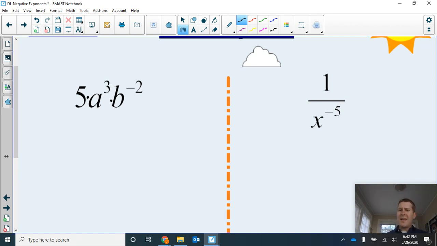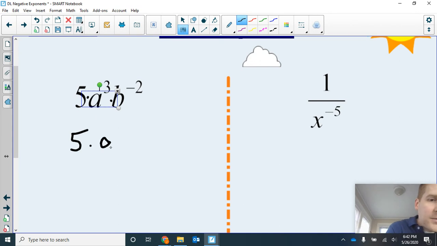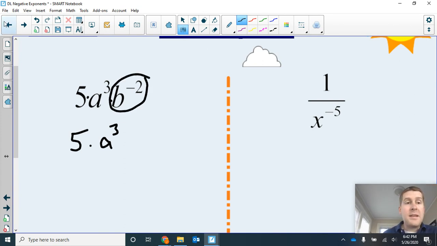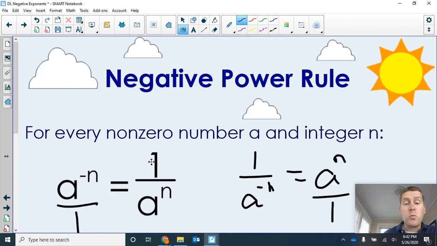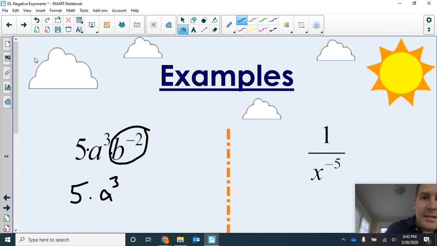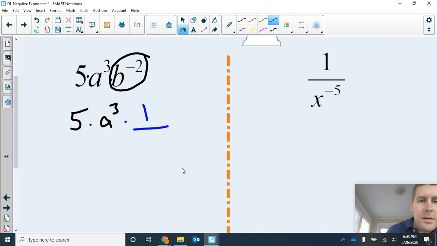So if you want to, I'm going to really break down these steps here. I could write that as, well, my 5 is fine. It doesn't have a negative exponent. The a to the third doesn't have a negative exponent. That's fine too. And that b to the negative second power, this is what we have to fix. Remember, think back to what we just said. If it's b to the negative second, I would fix it by writing it as 1 over b to the second. Let's write that. So I can write that as times 1 over b squared. I'm going to flip that thing over.